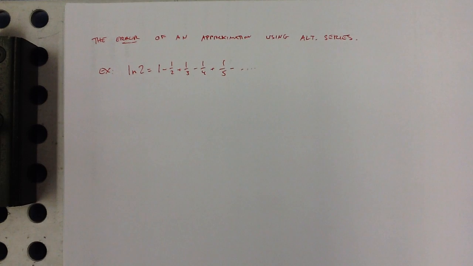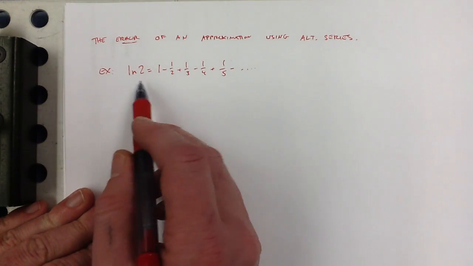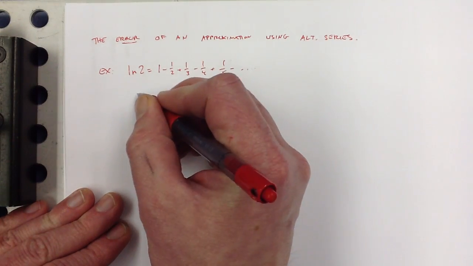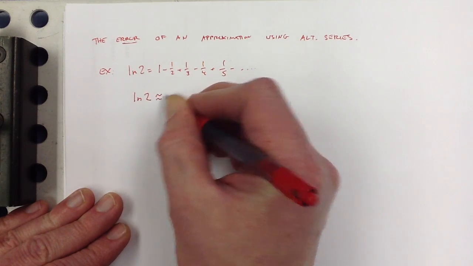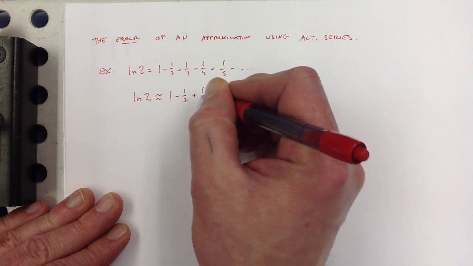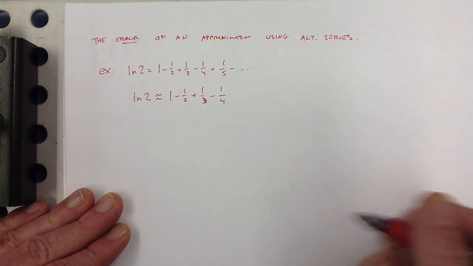Now, who has time, really, to spend the rest of eternity adding and subtracting these little fractions to figure out exactly what this is? We're probably just going to want to find some kind of approximation. Well, in an alternating series, I know that if I want to approximate natural log 2, I could just take some of these terms, right? Take 1 minus 1/2 plus 1/3 minus 1/4, and I could stop there, right? I could just stop there.